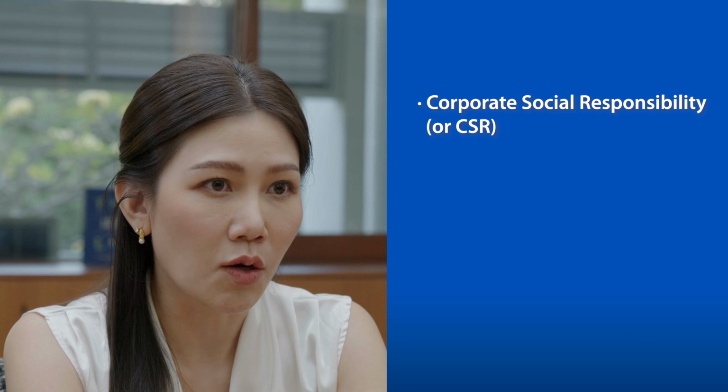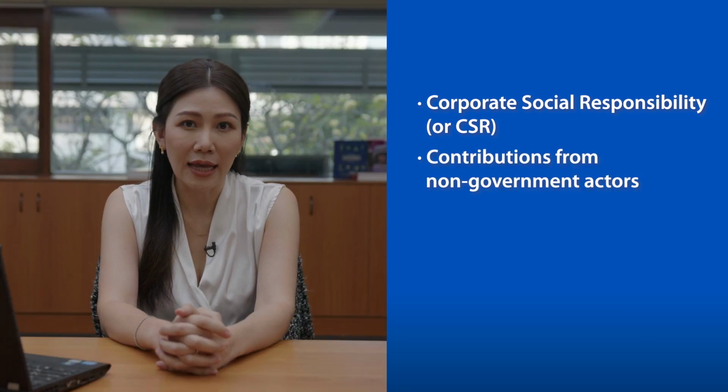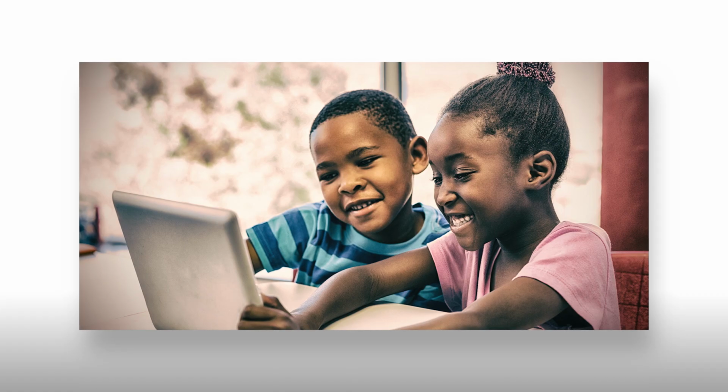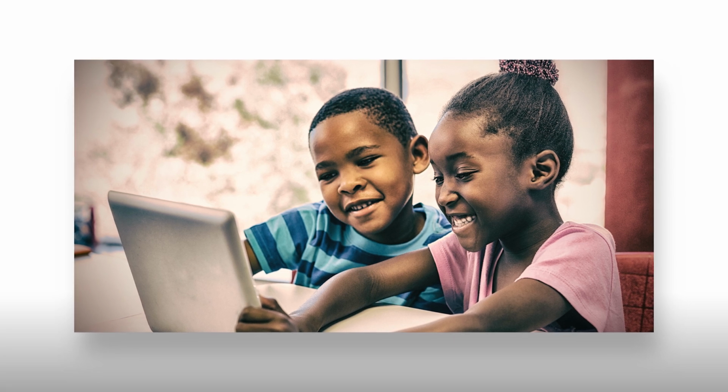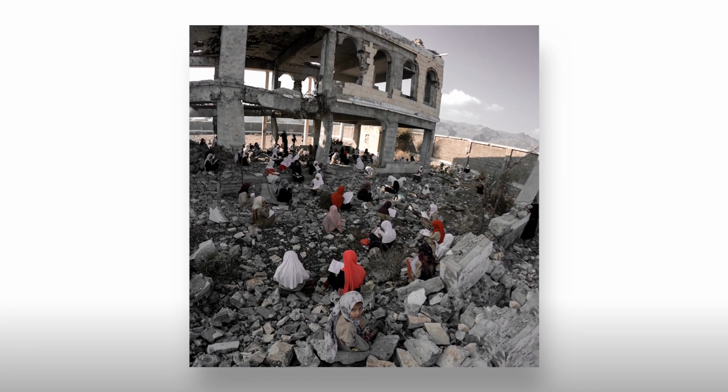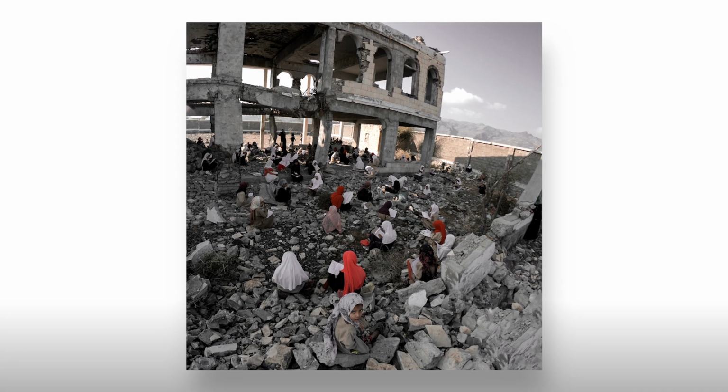Voluntary contributions, which includes corporate social responsibility or CSR, contributions from non-government actors, in-kind donations, and cash donations. Let's first look at CSR through the example of Microsoft, who has a strong focus on equity through targeting many of the socio-economic factors that we considered at the very beginning of this course. This includes inclusive economic growth, including access to digital skills, and protecting fundamental rights by ensuring access to education for those who are excluded. Through their CSR programs, they have helped address two key barriers when it comes to reaping the benefits of technology: connectivity and digital skills.